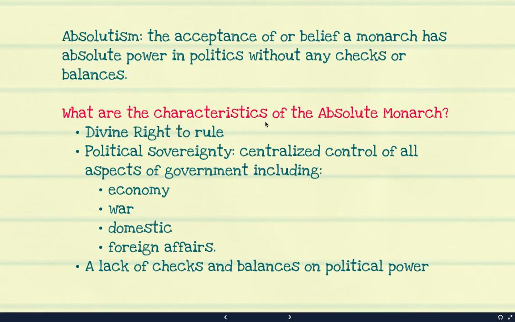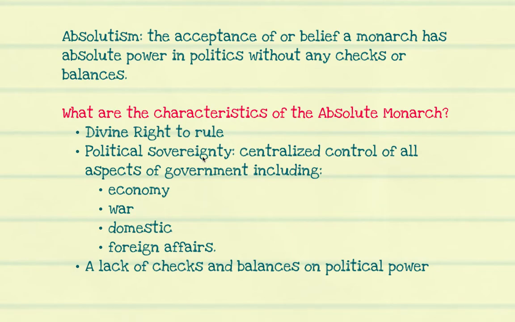Also, political sovereignty. So I like to point out the root word is reign here. And political sovereignty means that you take centralized control of all aspects of the government. So that means that they make themselves the center and the core of the government, and they are in complete control. And some of these aspects include the economy, war, domestic affairs, which next to the word domestic, you want to add home. These are things that happen at home, but also foreign affairs.